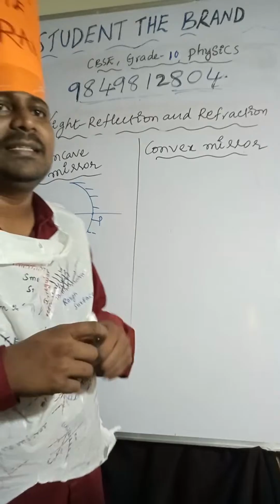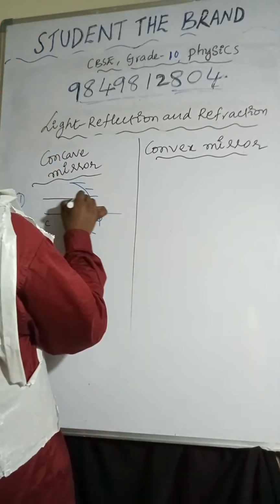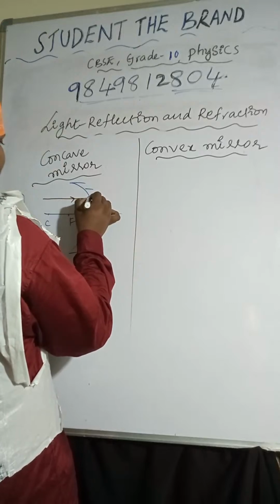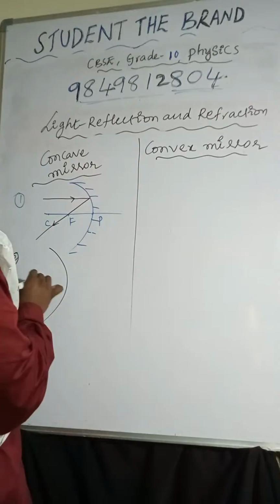So a light ray is coming from infinity. After reflection it passes through the focus. Coming to the second one.